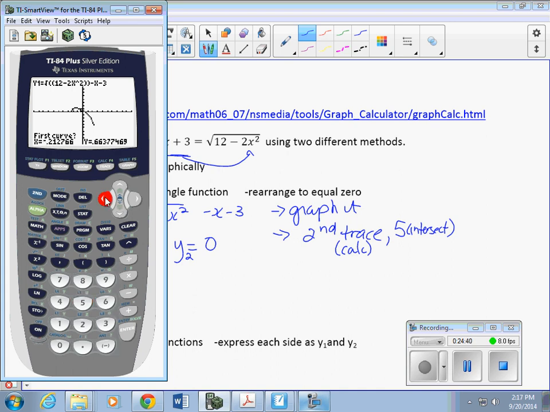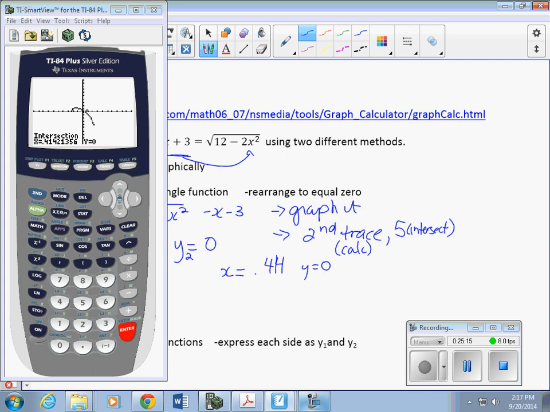I'm just going to move it over a smidge. Enter. Second curve, I want it when y is equal to 0, so it's switched to that y equals 0 graph. Do my guess. Enter. So it says one intersect is going to be at 0.414, we'll say. So that's when y is equal to 0.